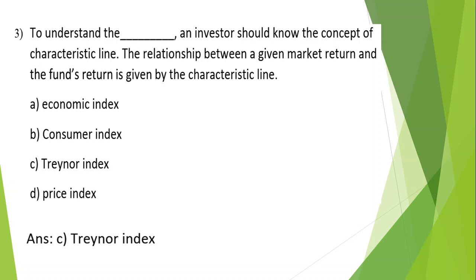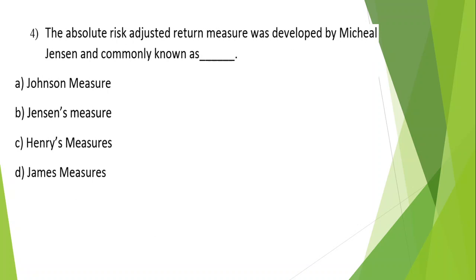Similarly, we have one more question. The absolute risk adjusted return measure was developed by Michael Jensen and is commonly known as dash. Option A, Johnson measure. Option B, Jensen measure. Option C, Henry's measure. Option D, James measure. What could be the answer for this? The answer is option B, Jensen measure.